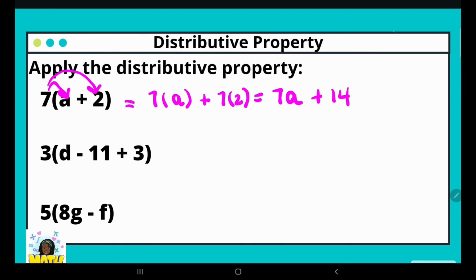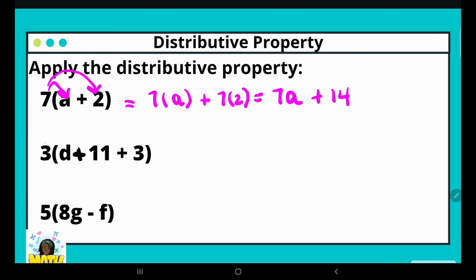And that's my final answer for that problem. I cannot do anything further. So let's take a look at another example. Before I start this example, I want to change this minus with my 11 to a plus. Okay, so this is a plus 11.